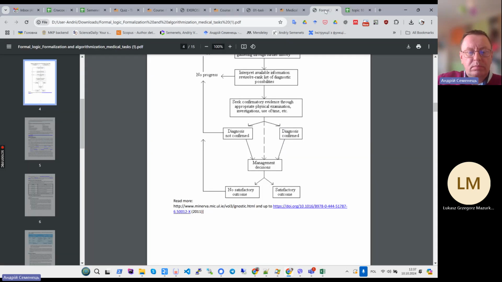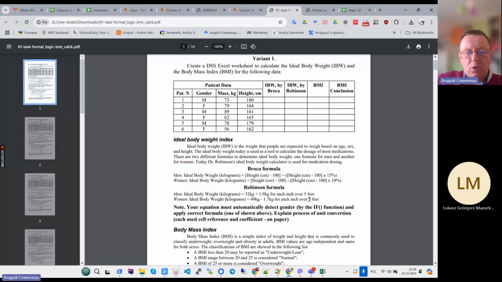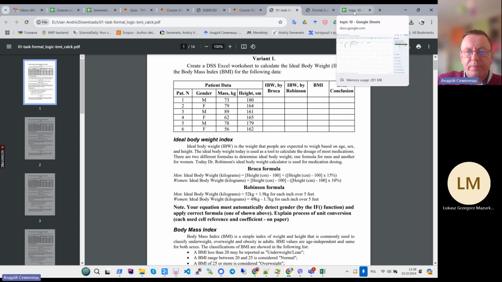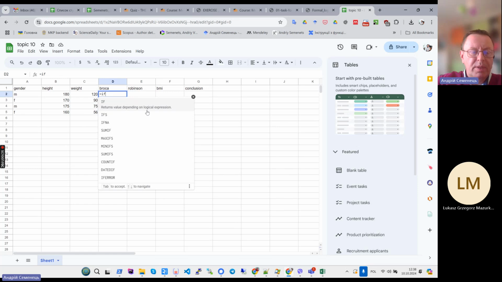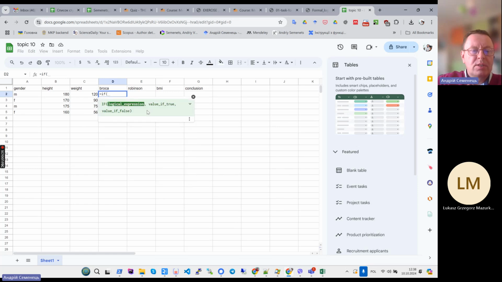Let me use the Broca formula. For men, we decrease height by 100 and add 15%, and for women, we also decrease height by 100 and decrease by 10%. So let's do it. Immediately, I will use a logical function. Instead of starting this calculation, I will start the logical IF function, which allows us to provide an outcome from two choices, a single outcome from two choices. We have to provide a logical expression, value if true, value if false.